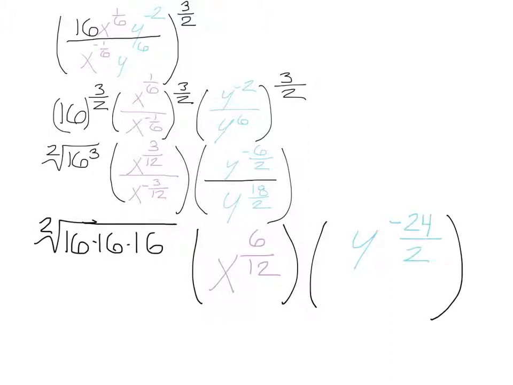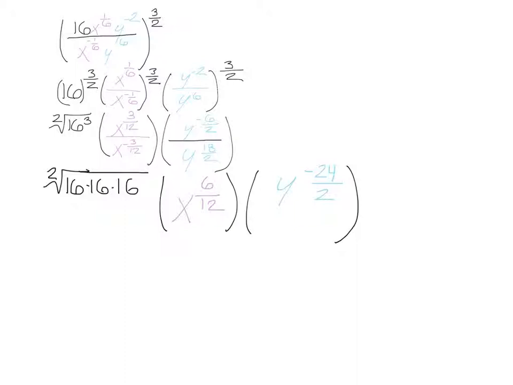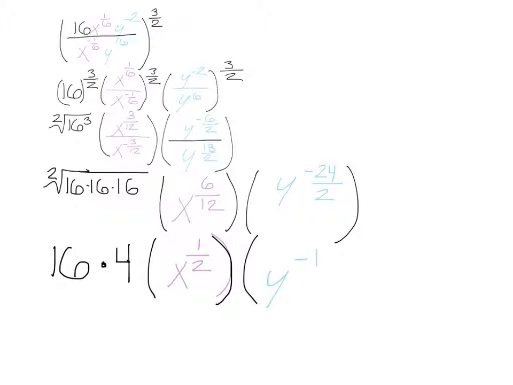Okay, we'll close parentheses there, and we will keep simplifying a bit. So let's take all this, zoom out one more time. So the square root of 16 times 16 times 16. Well, really what we have there is the square root of 16 squared, which is 16 itself, and then times one more square root of 16, which is 4. Okay, then we have x to the 6 over 12, which is the same as x to the 1/2. And then y to the negative 24 over 2 is the same thing as y to the negative 12th. So let's go ahead and write that in as y to the negative 12th.